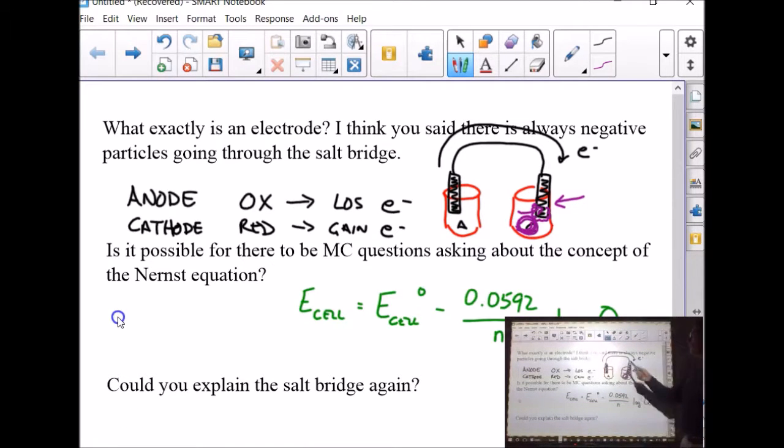Okay? The next part of this question said, I think you said there's always a negative particle going through the salt bridge. Now, again, this was somebody else that wrote that up.